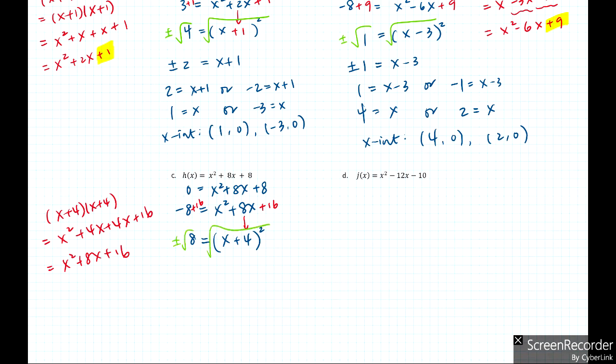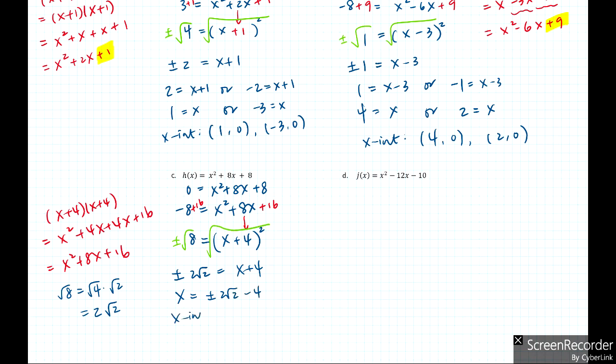And that gives me plus or minus 2 root 2. I did the simplification process automatically, but remember, if you have square root of 8, this is equal to square root of 4 times square root of 2, which is 2 root 2. And that's equal to x plus 4. And as a result, to find x, we can just subtract 4 on both sides, and x is equal to plus minus 2 root 2 minus 4.